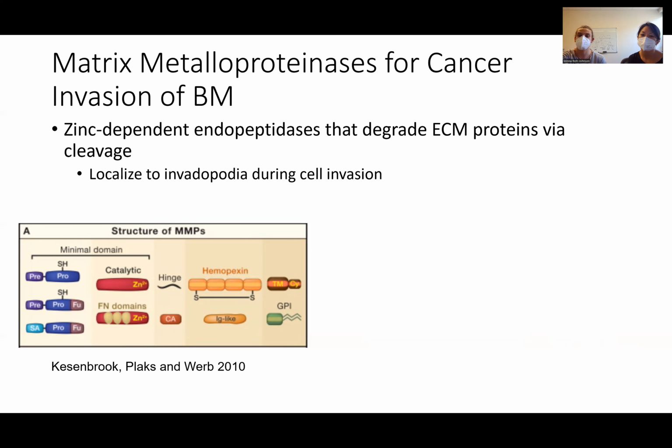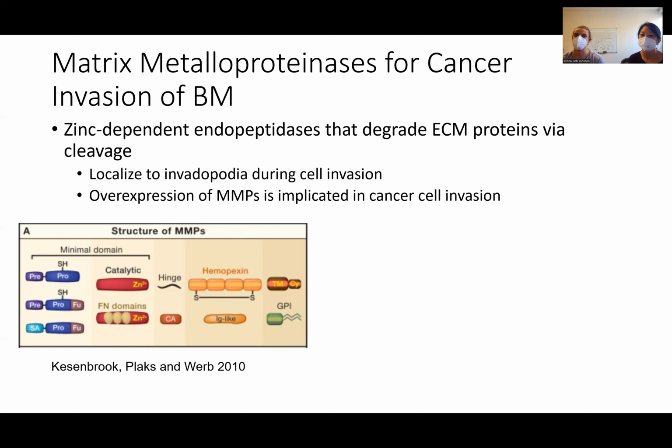And so MMPs have been shown to localize to invadopodia during cell invasion. So as the paper kind of talked about, invadopodia is basically like these protrusions that come out that allow the cell to kind of sense its environment, sense the extracellular matrix, and really start to get a sense for like, okay, what's around me? What do I need to cleave? What do I need to get rid of?